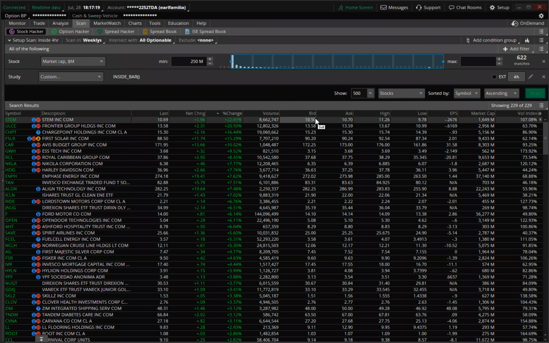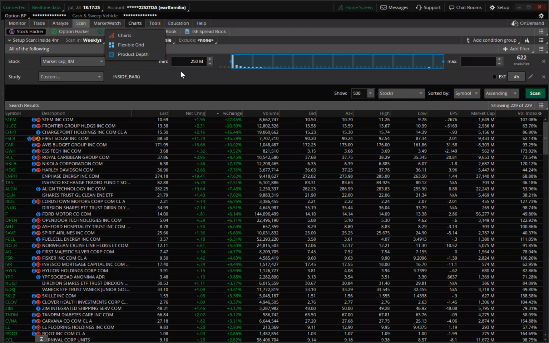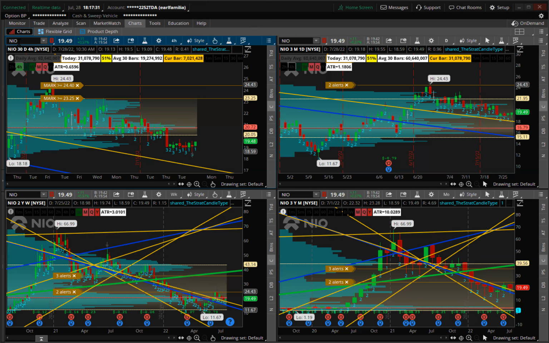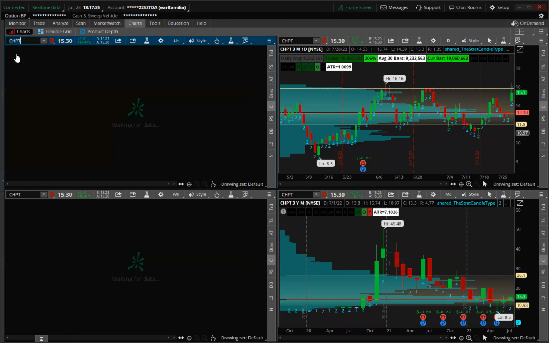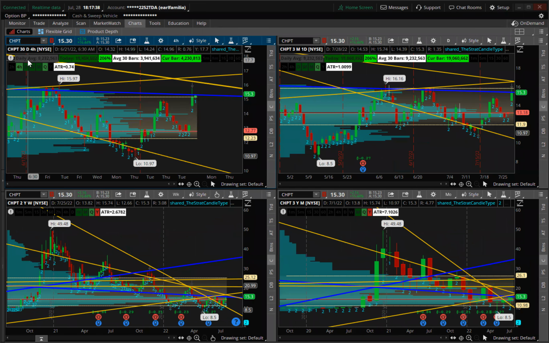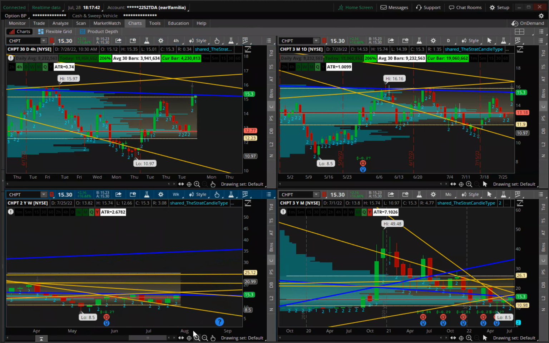So let's see here. We got a couple tickers here we are familiar with. I can see Charge Point, RCL on here. Let's take a look. So what we got here on Charge Point?